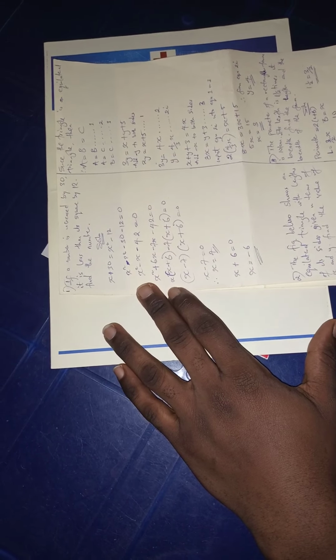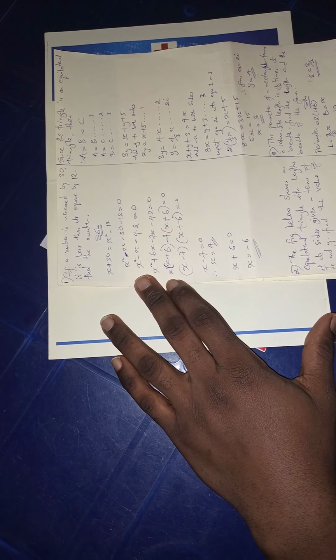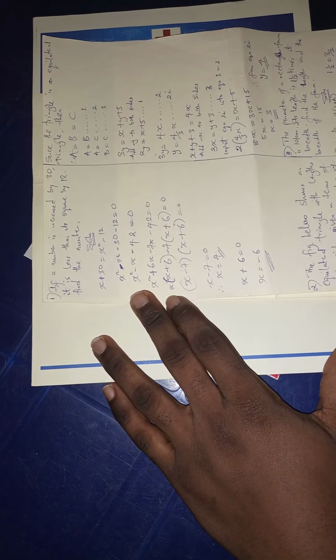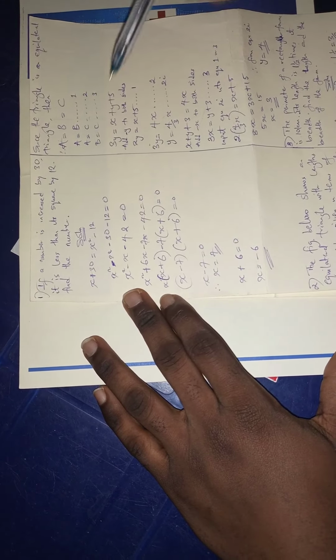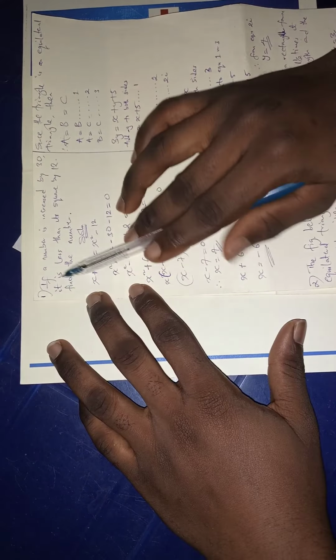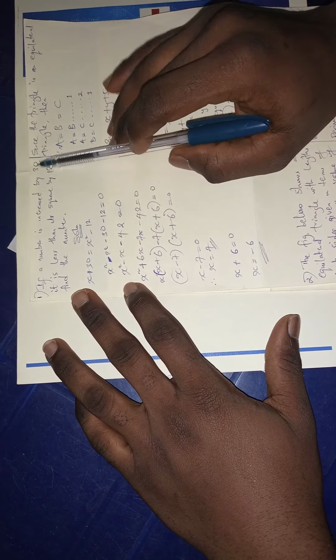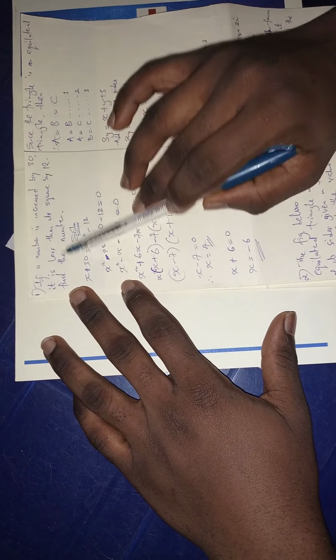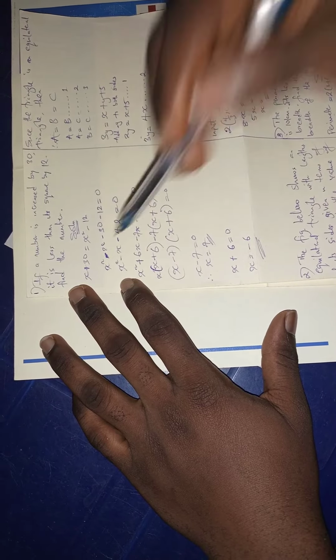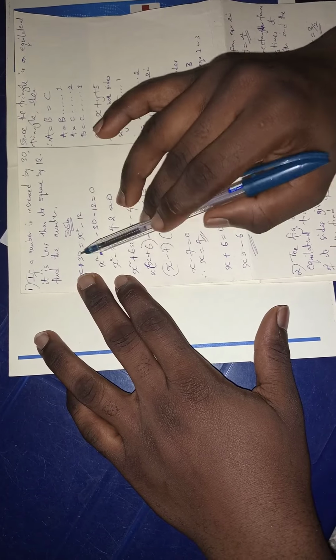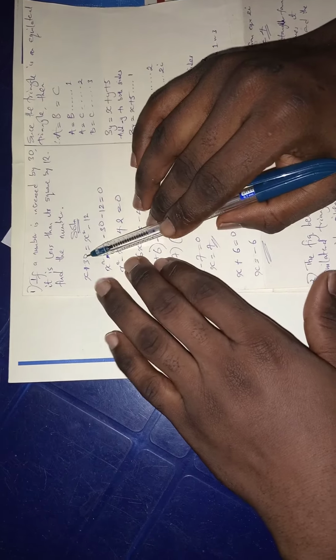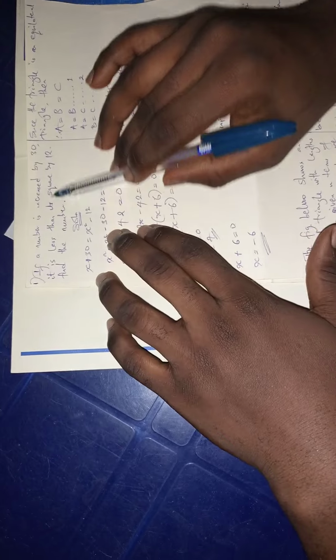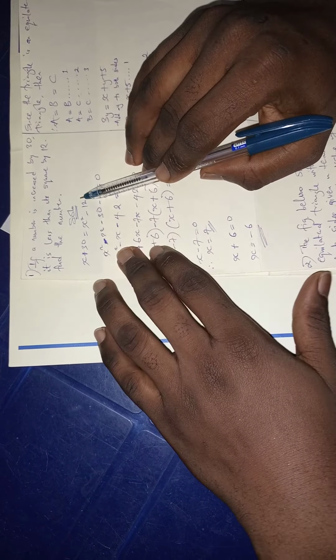Welcome to another video. I have some solved problems on the word problem here, and let's just run through it. The first one is: if a number is increased by 30, it is less than its square by 12. Find the number. So I take the number to be x. Increasing x by 30, it should be less than its square by 12.